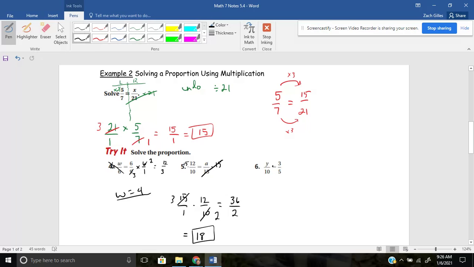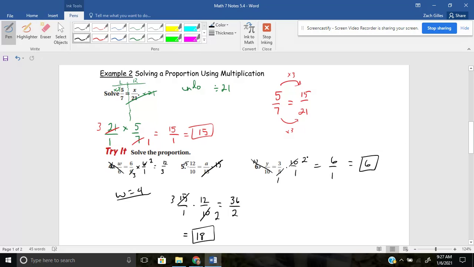And then for number 6, I've got Y over 10 is equal to 3/5. So to undo dividing by 10, I would multiply by 10 on both sides. Okay, simplify first. Divide by 5 would be 1, divide by 5 would be 2. And I would get 6 over 1, which is the same thing as 6.